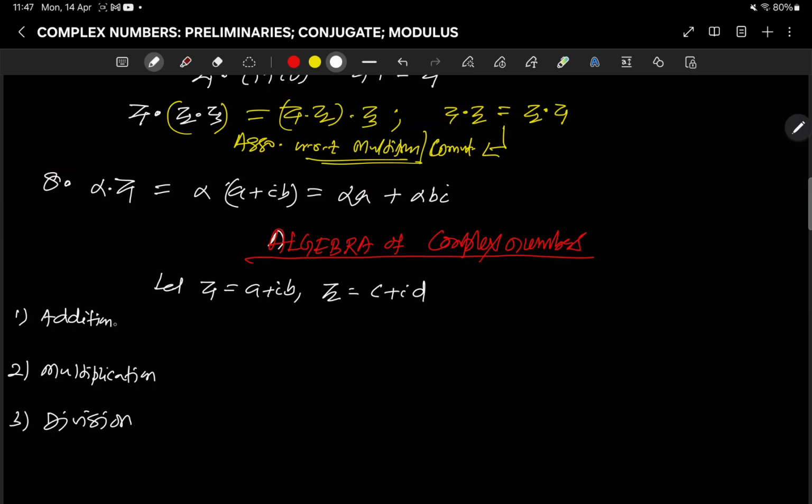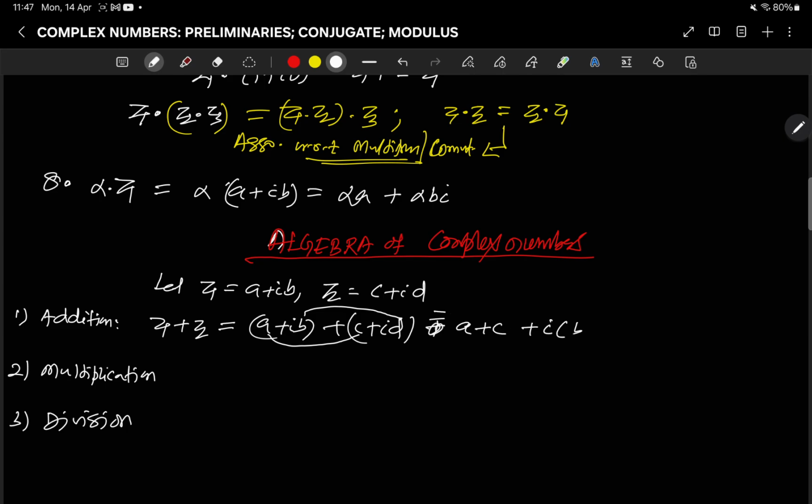Now coming to the algebra of complex numbers, addition: Z1 plus Z2 is equal to A plus iB plus C plus iD, which means the real part is added with the real part, and the imaginary part is added with the imaginary part. It is A plus C plus i times B plus D. Or we can write it in ordered pair form, (A plus C, B plus D).